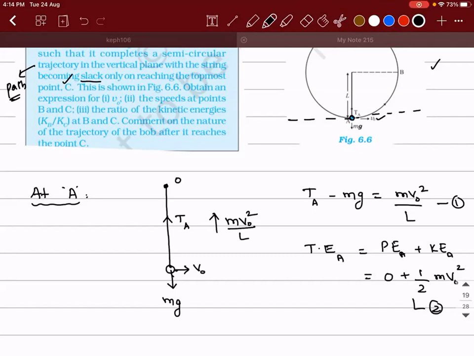So in this particular scenario, what we are going to do is, we will be applying two concepts. What are they? One is Newton's second law. Second is energy conservation theorem.